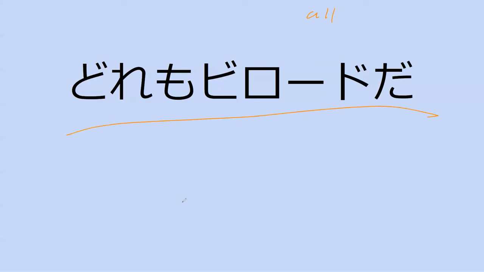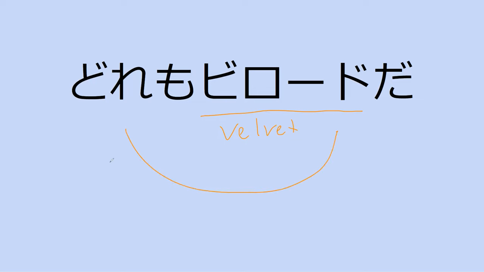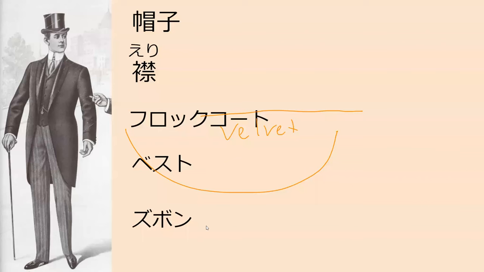Can you read the sentence for me? Doremo birodo da. Birodo is velvet. So what does this say? They were all velvet. Yes, they were all velvet. Perfect.